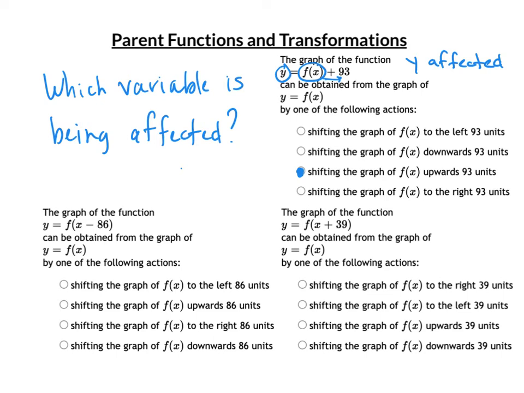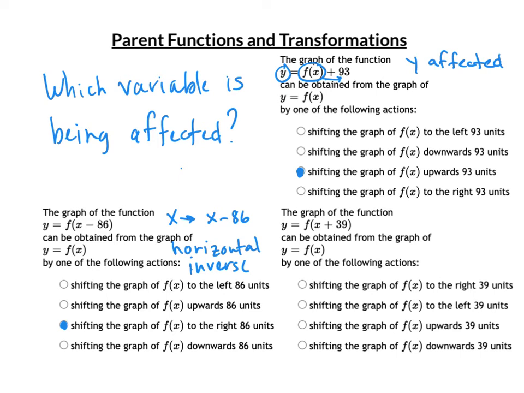In the bottom left, x is going to become x minus 86. So since x is being affected, it's horizontal. And I know that horizontal is the inverse. So minus 86 seems like it'd go to the left, but actually it's going to go 86 to the right. It'll go to the right 86 units.